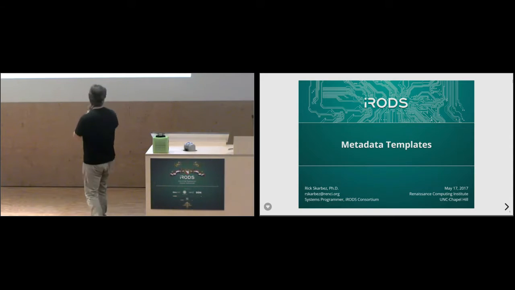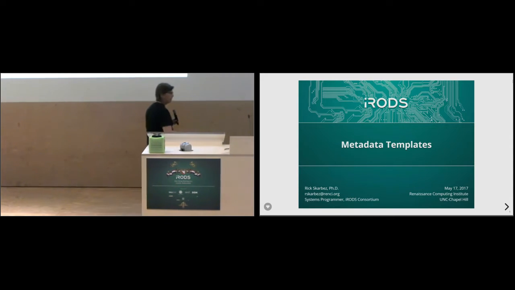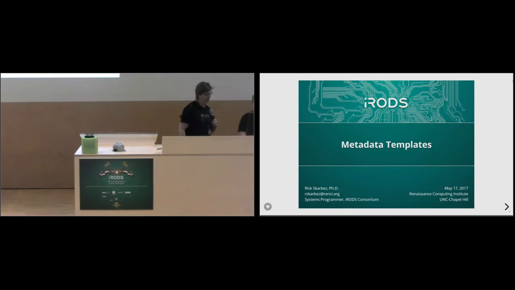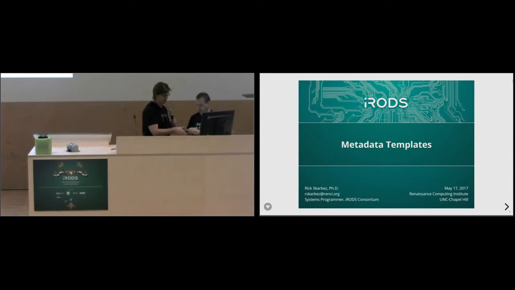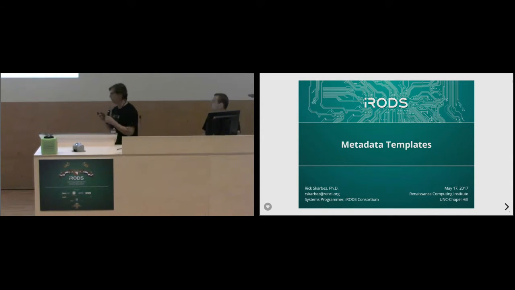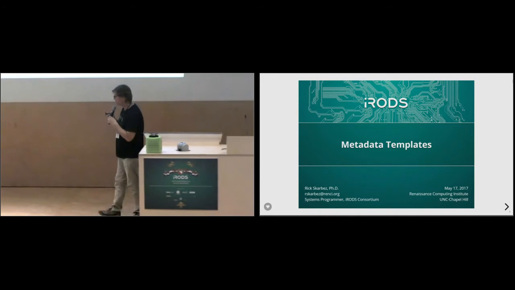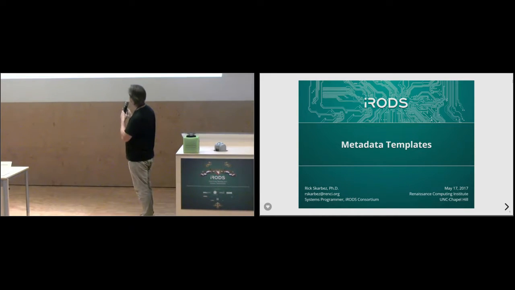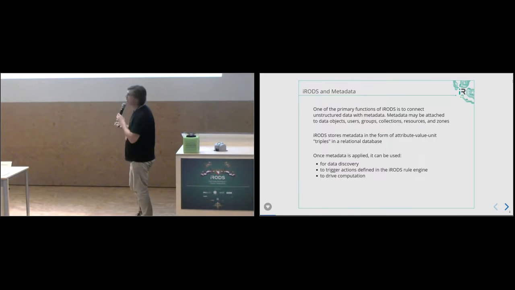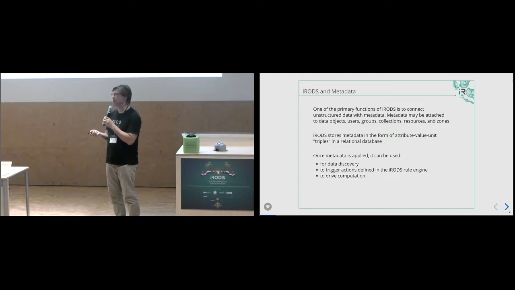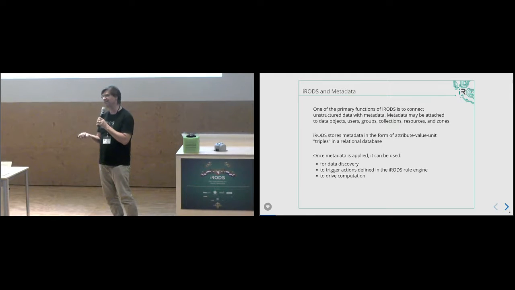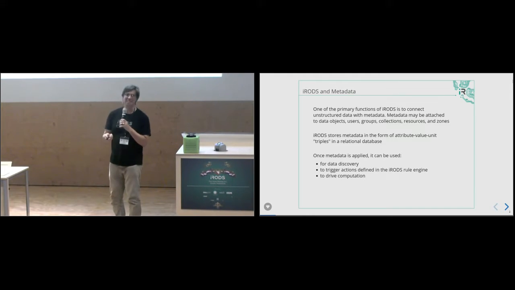So, metadata templates. I'm not going to go in great depth, maybe just talk about what the intent of this is and see if you think this is interesting. The idea is that iRODS AVUs are sort of terrible as a way to store metadata, really, in the sense that they don't have structure.